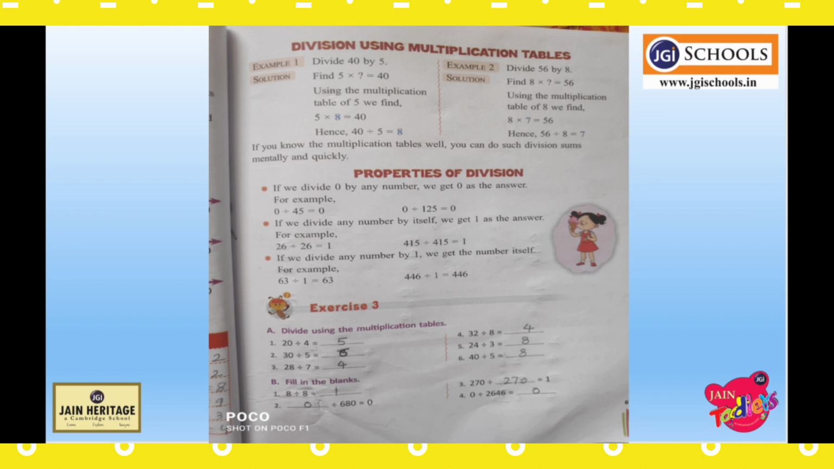Similarly, second is 30 divided by 5. 5 sixes are 30. So 6 is the answer. 7 fours are 28. So 4 is the answer. Okay, 4 is the answer here. Now, you can solve the 4th, 5th and 6th one. It is very simple.